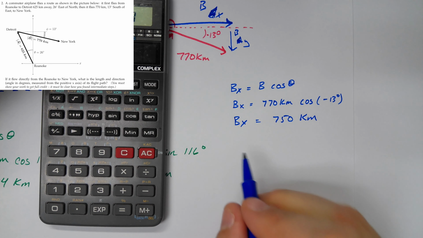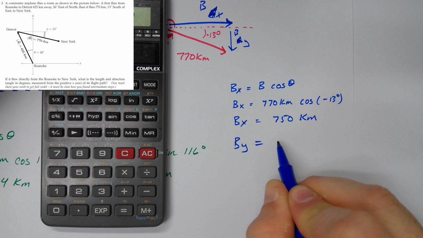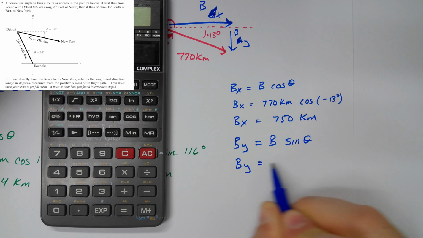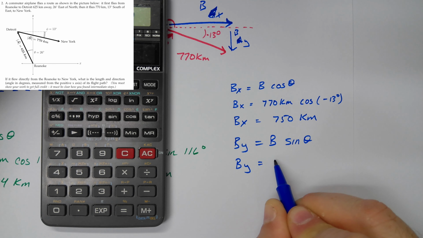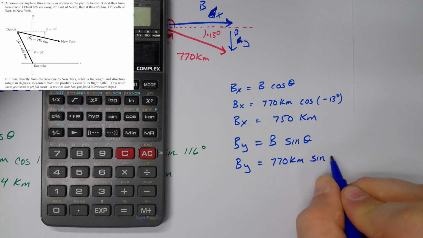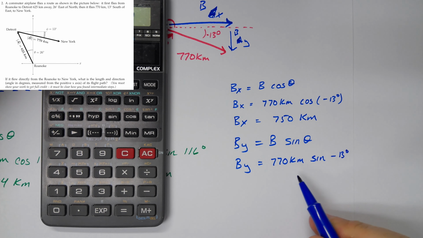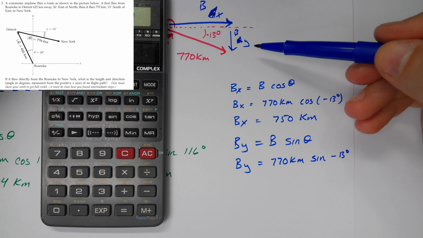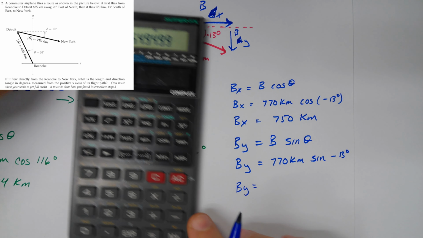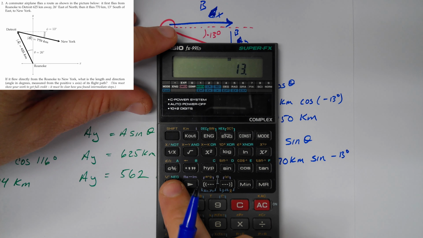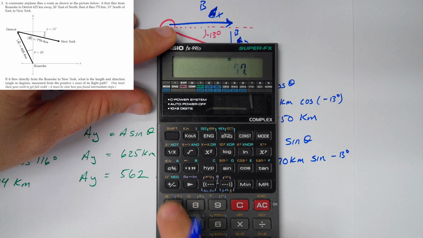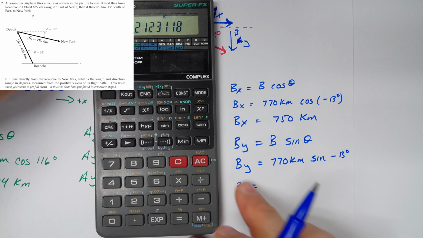We're going to do B_y. B_y is B sine theta. B_y is 770 kilometers, sine of minus 13 degrees. This is where we're going downwards, so we would expect to get a negative number. And when we calculate, we do 13 negative sine, that gives us the negative, times 770. And we'll get minus 173.